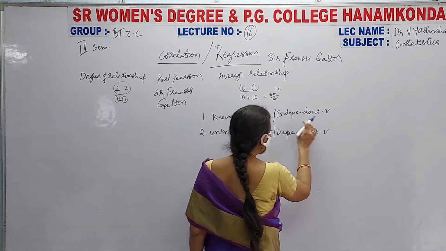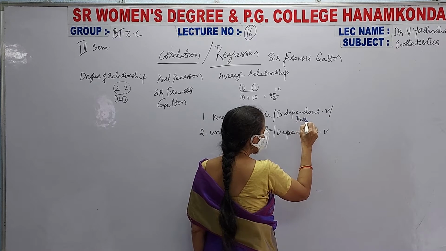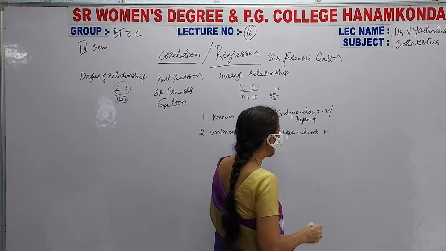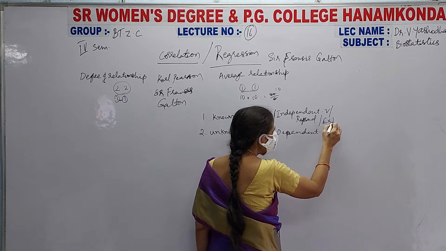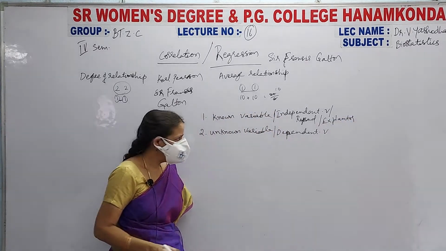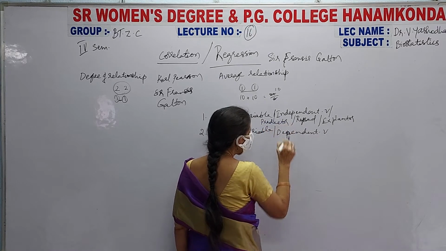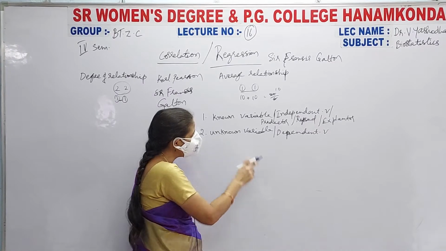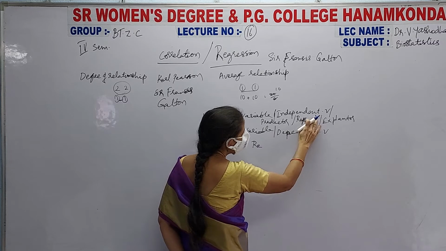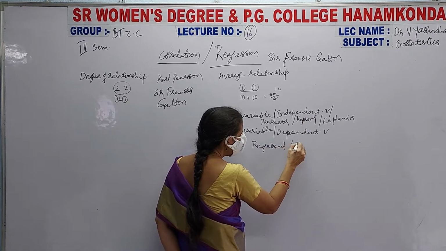Now this independent variable is also known as the regressor, or it is known as the explanator. It can also be called a predictor, that means you can predict it. Coming to the unknown variable or dependent variable, it is known as the regressed or explained variable.